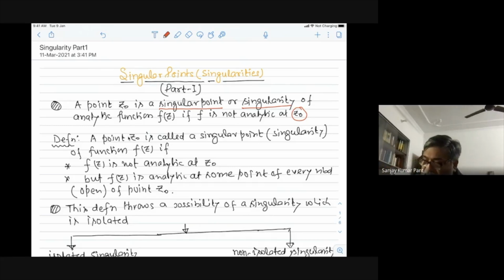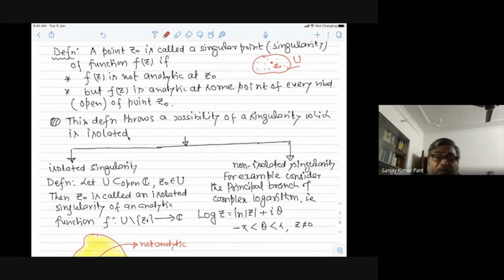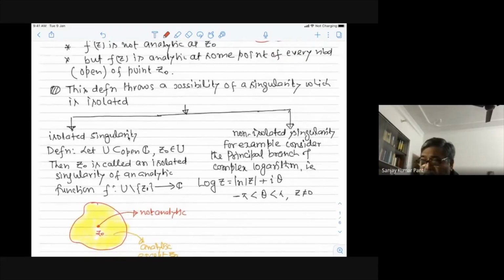Roughly speaking, there will be an open set U, and this is the point where the function is not analytic. Whatever neighborhood I take, at least one point, maybe more, in every neighborhood will be a point where the function is analytic. So this definition of course allows the possibility of isolated as well as non-isolated points. I will concentrate on the classification, because the nice classification of singularities occurs when you talk about isolated singularities. But of course, there are non-isolated singularities as well.